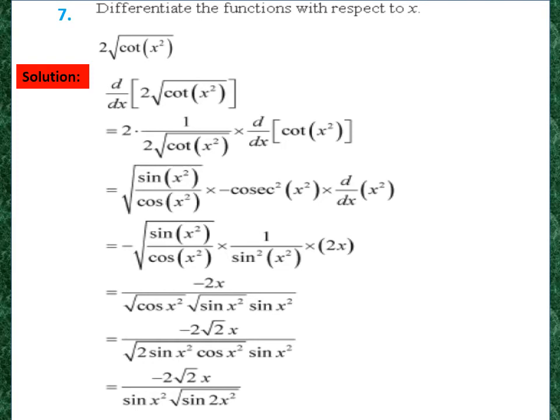So differentiation of √(cot x²) is equal to what? We have first taken 1 upon 2 under root, because we have to consider the power also. So we are getting 1 upon 2√(cot x²), and the differentiation of cot x² only. So we have differentiated the root, the power was there. Now we are going to differentiate cot. So differentiation of cot is minus cosec square, we know that. So we are getting minus cosec²(x²). And now we have x² also.